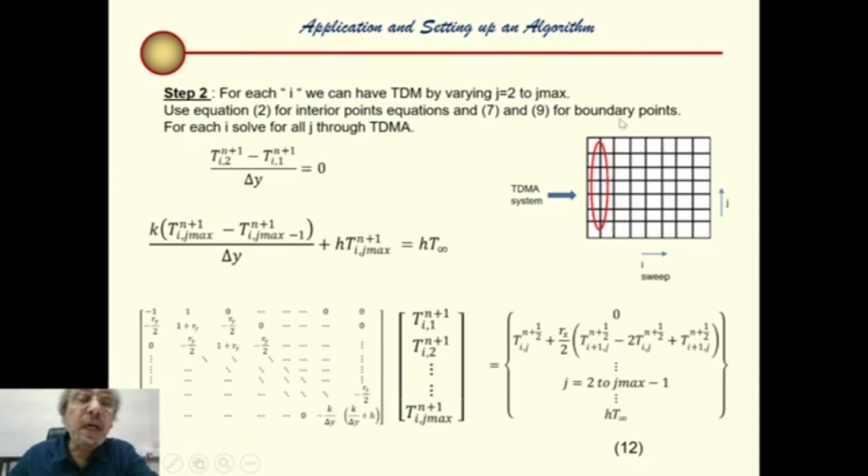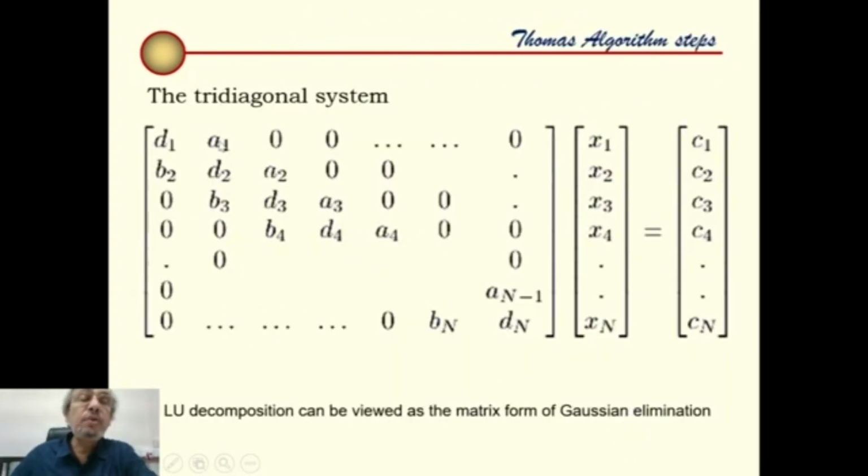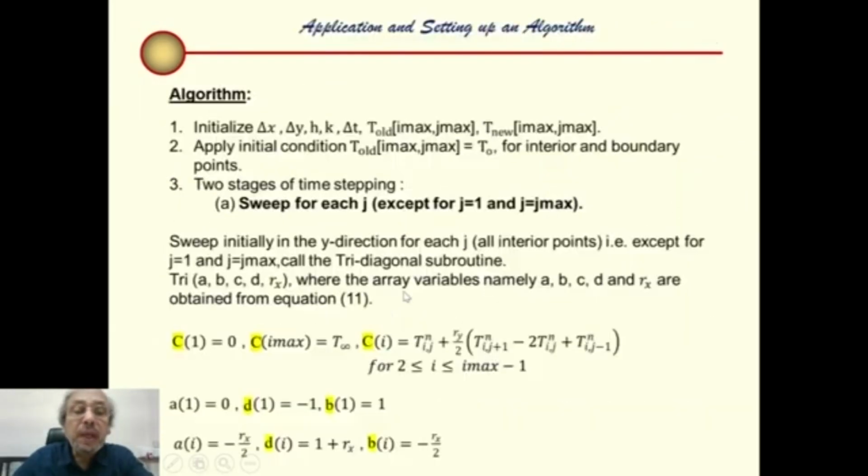Here you can see again the last equation, like k del T del y plus h T equal to h into T infinity. Here also the last equation is basically an interpretation of this. You can see minus k by delta y with the j max minus 1 term, then k by delta y plus h with the Ti j max term, and the right hand side is h T infinity, equation 12. So basically we are supposed to get a tridiagonal matrix where this x vector is unknown and the c vector is known, and in this tridiagonal matrix D is the diagonal, B is the immediate subdiagonal, and A is the superdiagonal. So we will set it up.